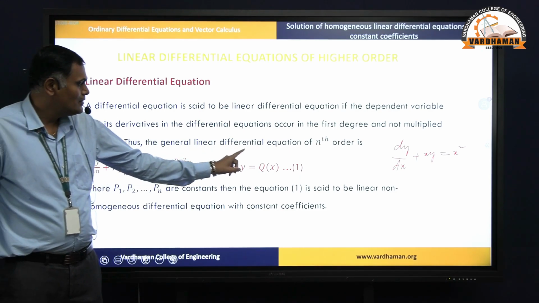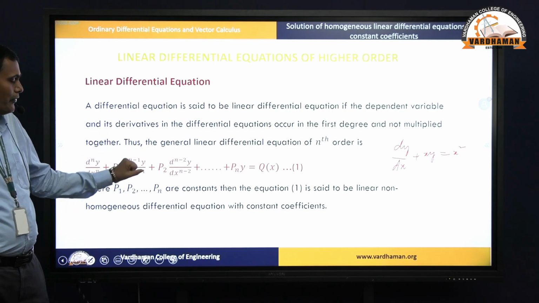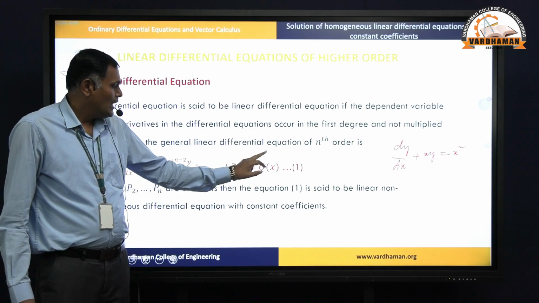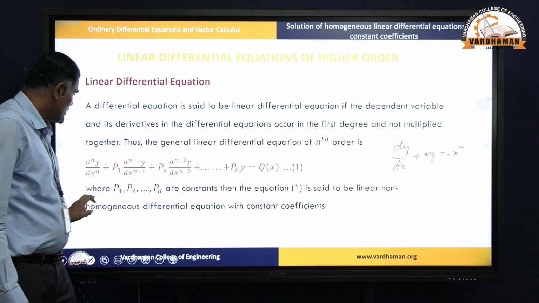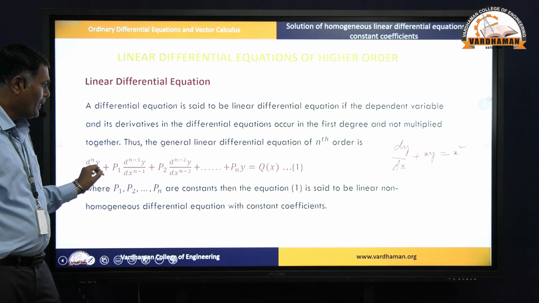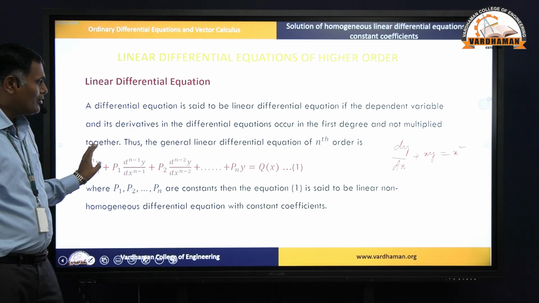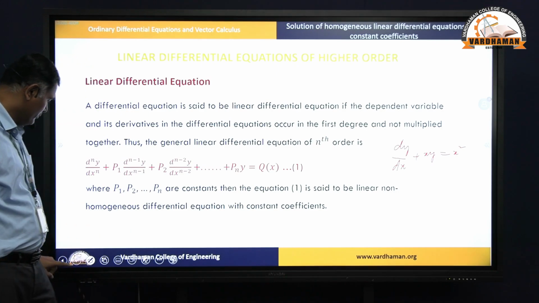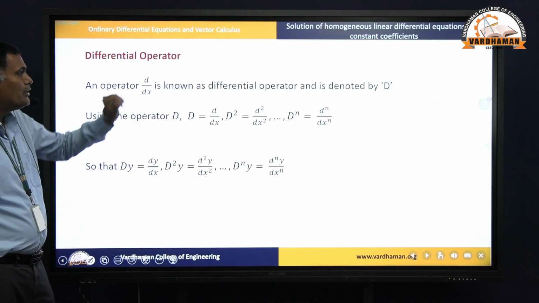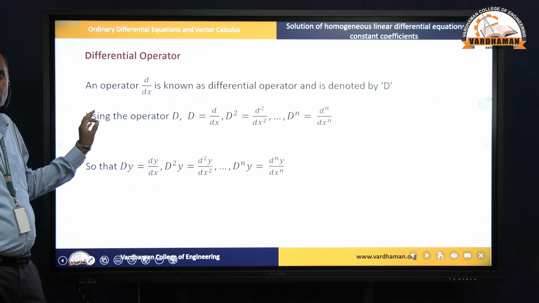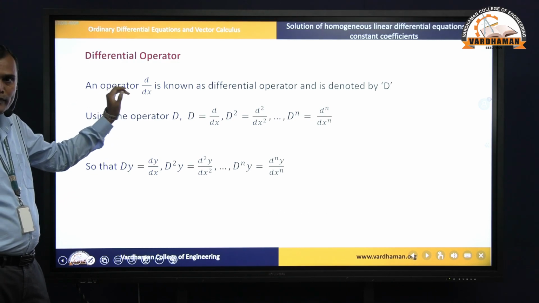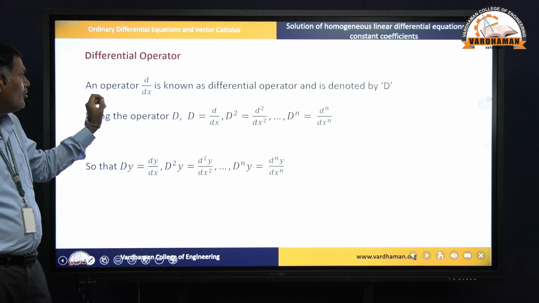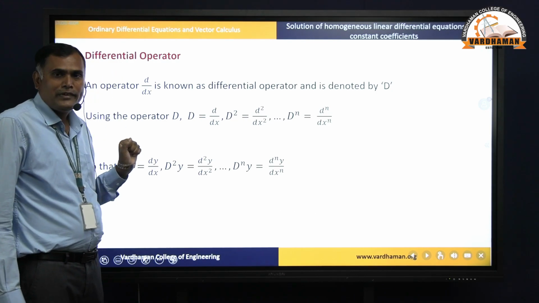This is known as a non-homogeneous linear differential equation if this q of x is not equal to 0. If this is equal to 0, then we say it is a homogeneous linear DE. Now in this topic we are going to discuss the solution of homogeneous linear DE only. Now, to find the solution of a homogeneous linear DE with constant coefficients, first one should write the given DE in operator form. Now what is a differential operator?